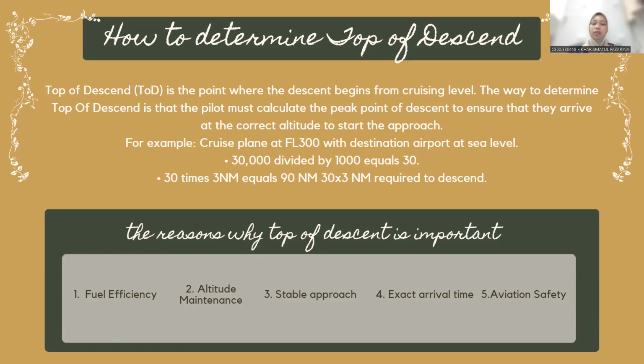The reason why top of descent is important. First is fuel efficiency. The second is altitude maintenance. The third is stable approach. The fourth, extra arrival time. And the fifth, aviation safety.